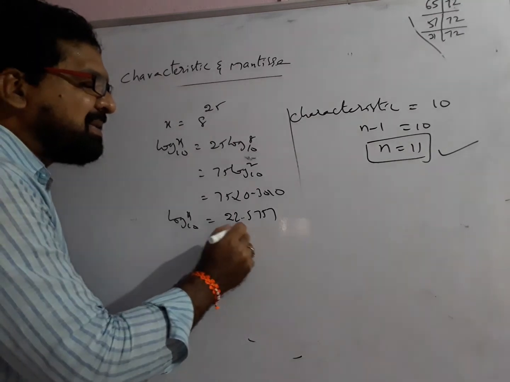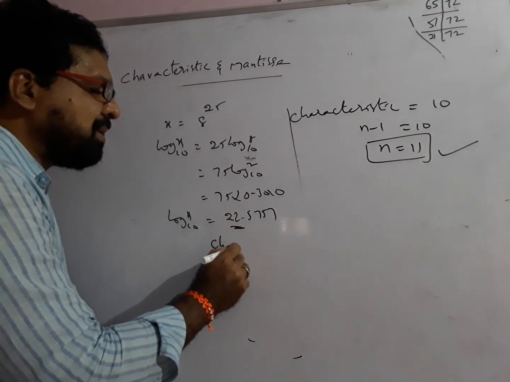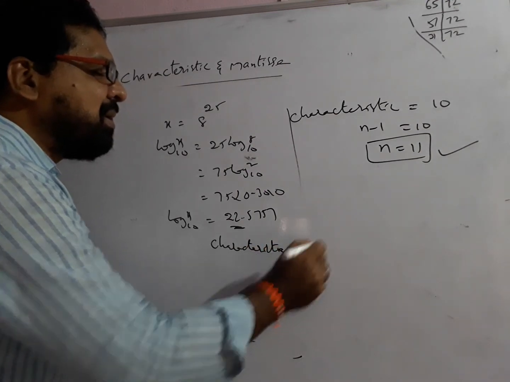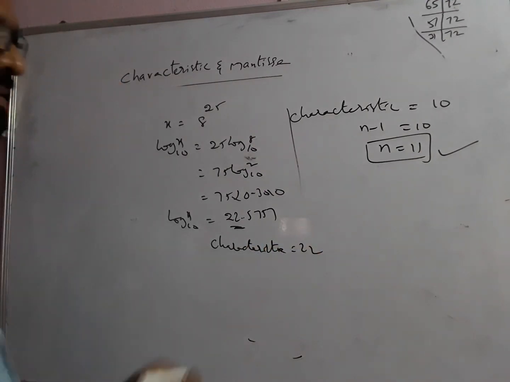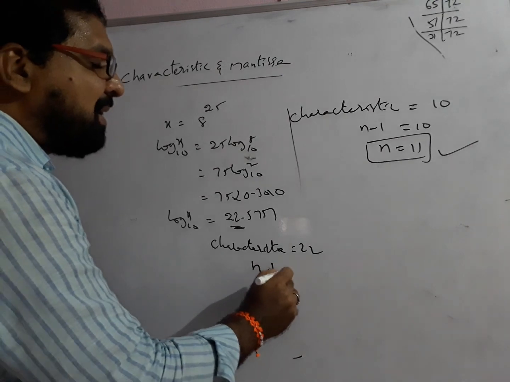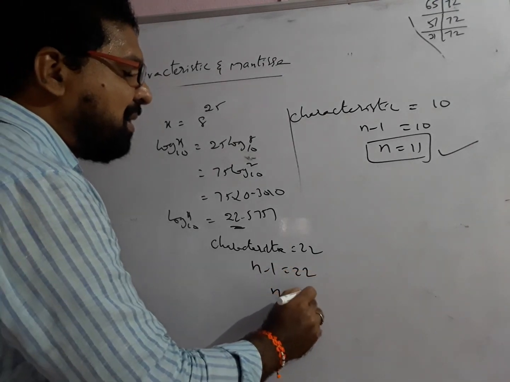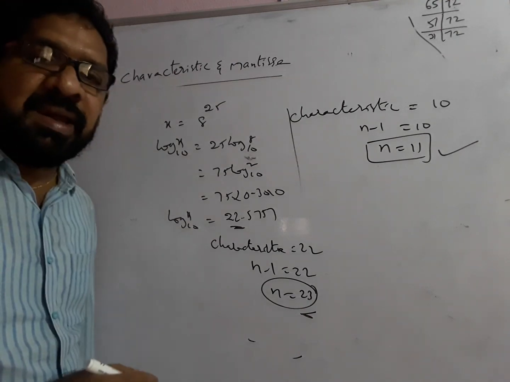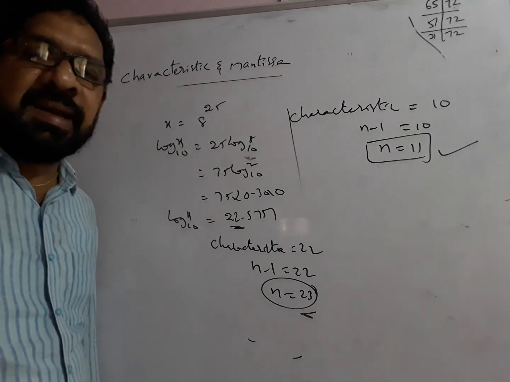We see the characteristic is equal to how much? The characteristic is equal to 22. Your characteristic is 22, which means the formula for characteristic n minus 1 is equal to 22. Then n is equal to how much? 23. The number of digits of x is equal to 23. So we can find it like that.